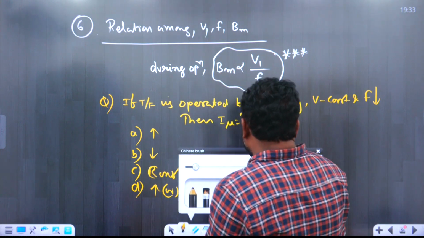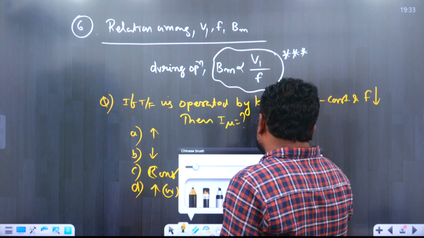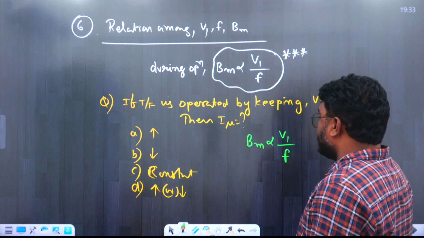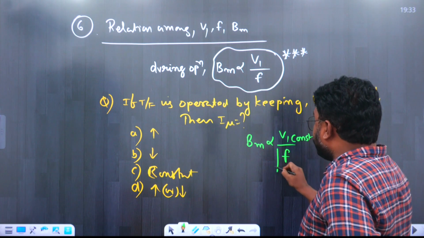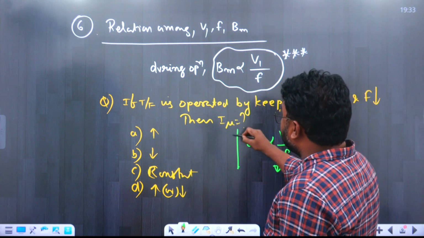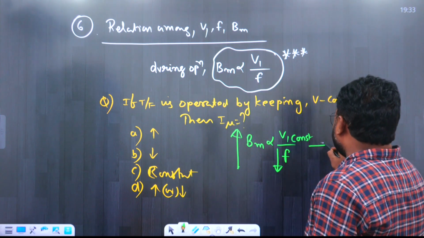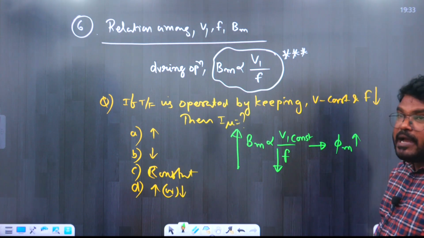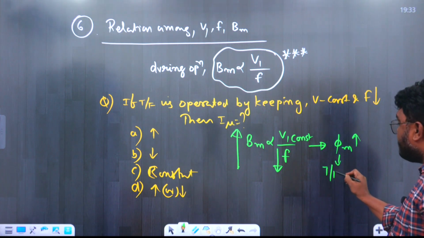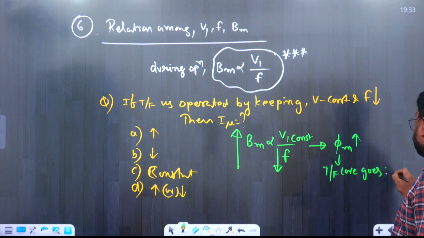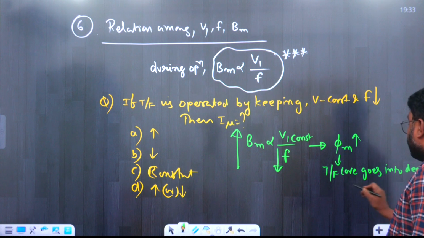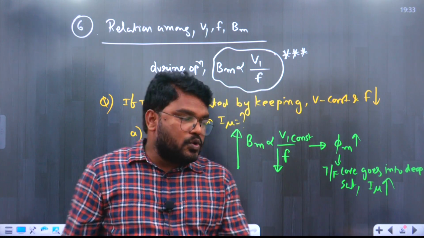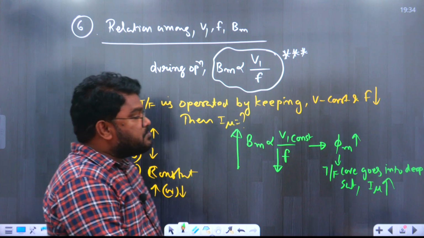The transformer is operated by keeping voltage constant and frequency is reduced, then what will happen? We know B maximum is directly proportional to the V1 by F ratio. The applied voltage is constant and the frequency is reduced below its rated value, so the flux density of the core will increase. The maximum flux of the transformer core increases, so the transformer core goes into deep saturation, and as a result the magnetizing current will increase. So the answer for this question is that the magnetizing current of the transformer will increase.